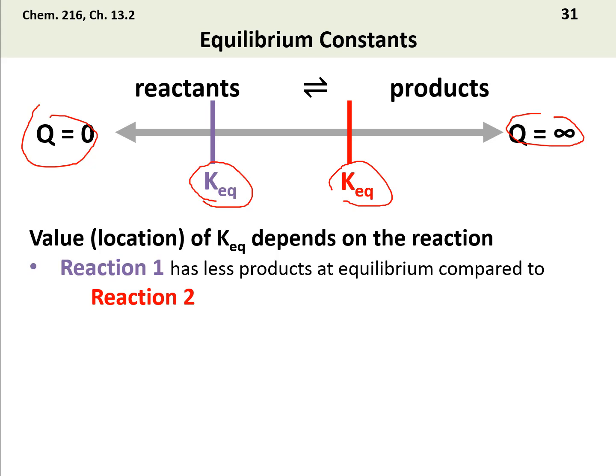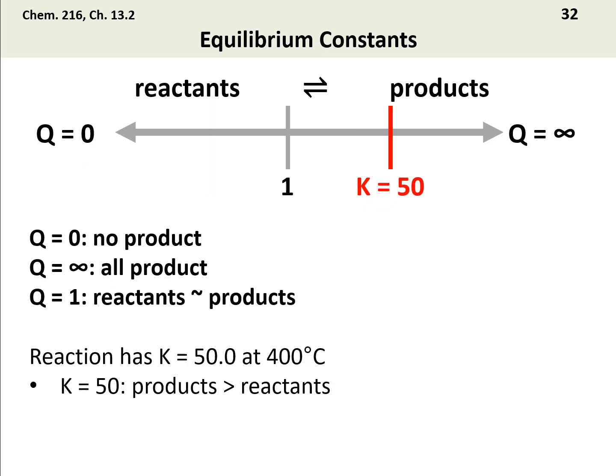In this case, reaction 2 will have more products at equilibrium than reaction number 1. Reaction number 1 has fewer products, or more reactants, than reaction number 2. I said 0 is no product, and Q equals infinity is all product. If Q equals 1, that means the reactants and products are about the same, because remember, Q is products over reactants. So if I have 1, these two things are the same: 50 over 50, 20 over 20.